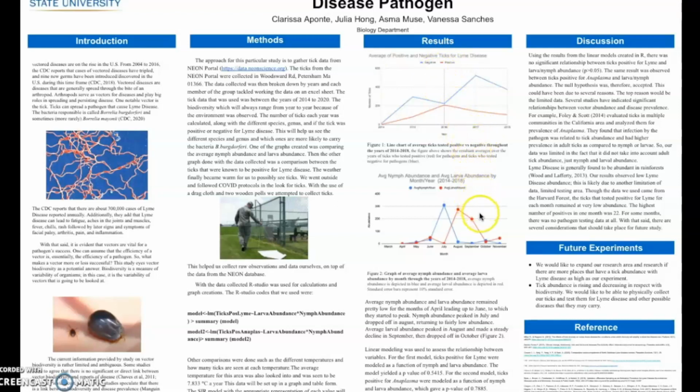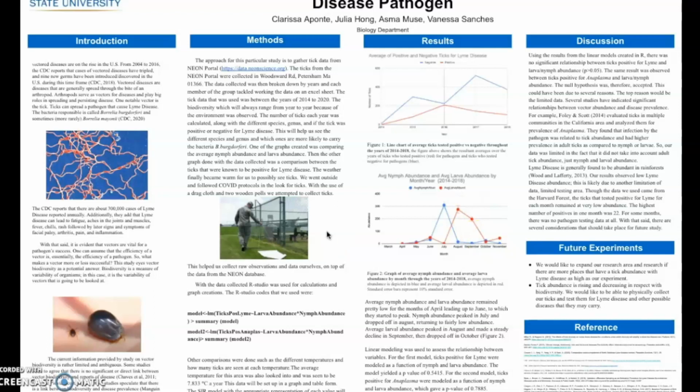Our second graph shows average nymph abundance and average larval abundance per month over the years 2014 to 2018. Average nymph abundance is depicted in blue and average larval abundance is depicted in red. We can see that both average nymph and larval abundance remained low for the months of April leading up to June. In June, nymph abundance peaks and goes back down afterward. August was when larval abundance peaked, and it starts to go down afterward as well.